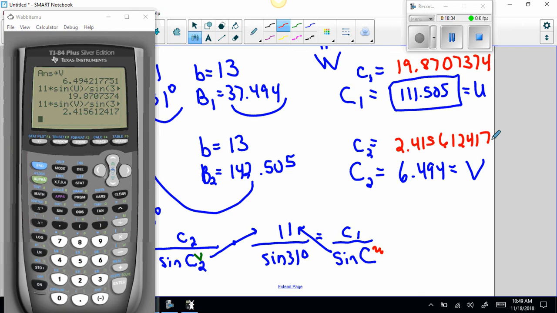.415612417, and I am ready for not Mathematica, sorry, that's another program I use for calculus 3 and differential equations. I mean my math lab.